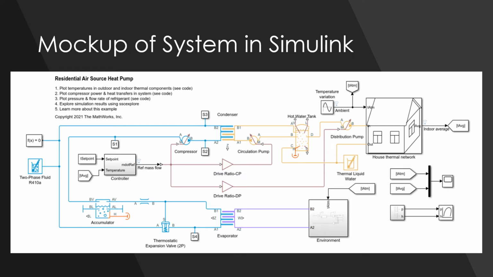MathWorks has an excellent example for a residential air source heat pump. This heat pump is taking heat from the outside and transferring it into a water loop off of the condenser, and there's hot water radiators heating the house. In this example, there's all the components that we're looking for: a circulation pump, thermostatic expansion valve, compressor. And a PI controller is used to modulate the refrigerant in that refrigeration cycle to keep the average air temperature of the home at about 23 degrees C, as the outside temperature is modulating about between 10 degrees.